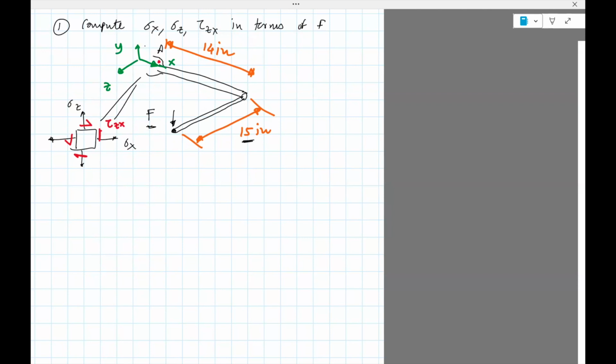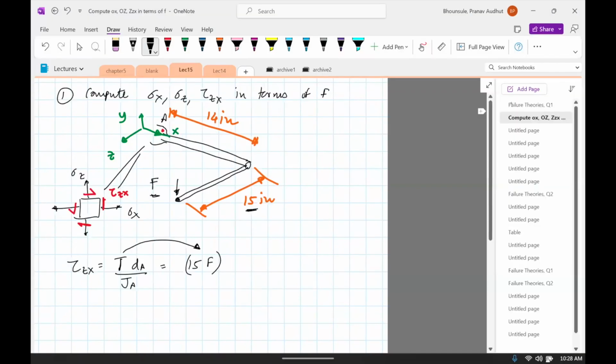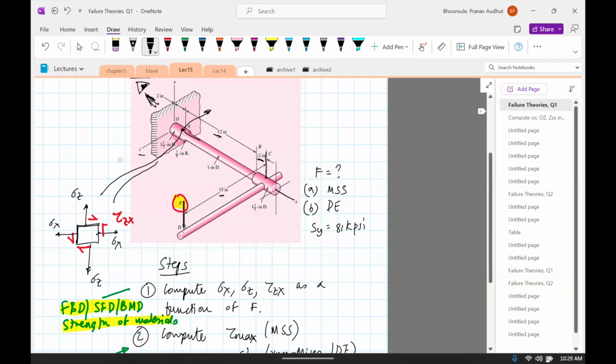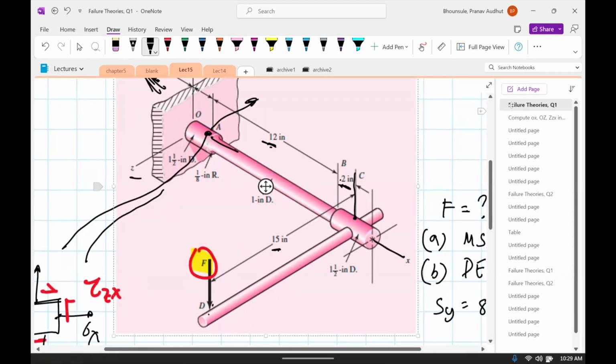So we know that tau zx is going to be the torque times the diameter at A divided by the polar moment of inertia at A. So this torque here is going to be F times 15, or 15 times F. The diameter at A is given, I think it's 1/2 inch. Oh, sorry, this is 1/2. Is it 1/2?